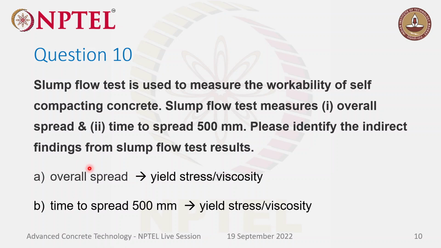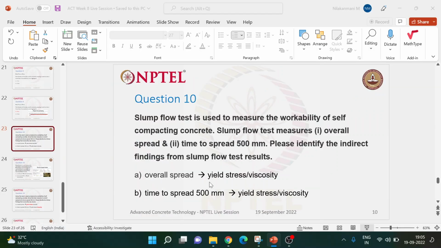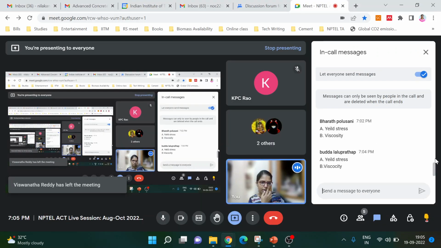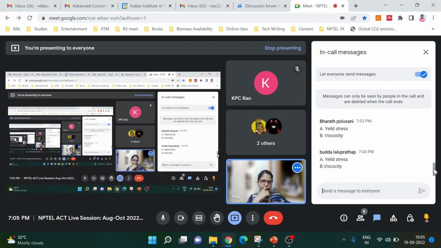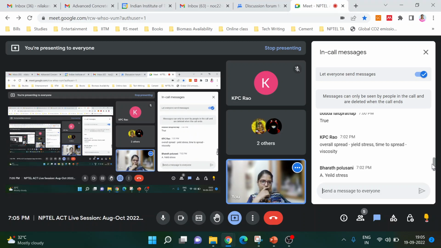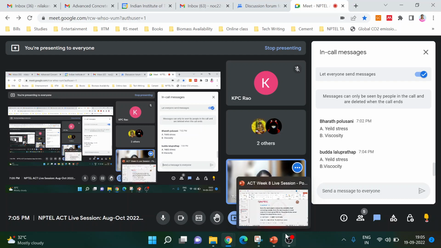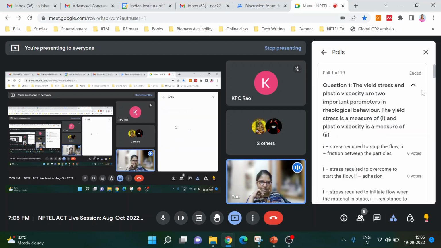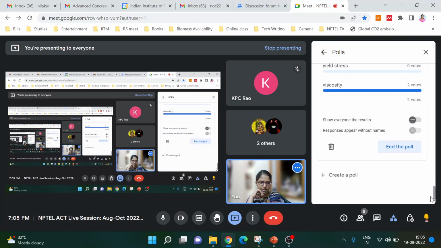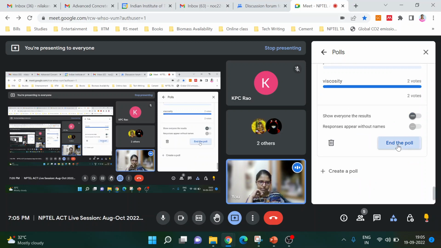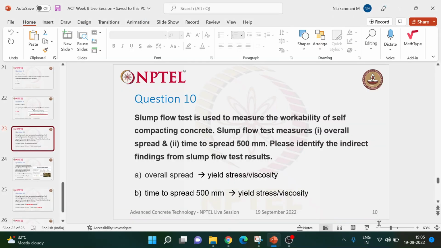Time is up. Let me see your response. Overall spread refers to yield stress, and time to spread is nothing but viscosity. Yield stress and viscosity. Okay, let me check the polls as well. Now let's see the solution.